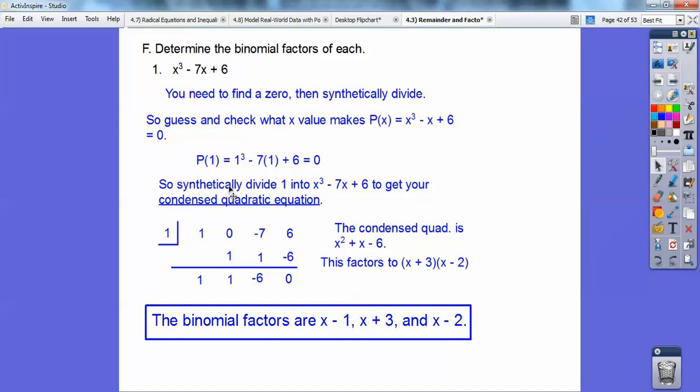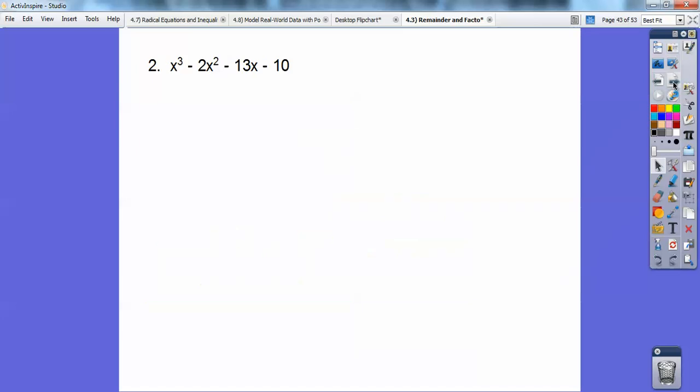And we got lucky because 1 gave me 0. If 1 didn't give me 0, I would try negative 1. If that didn't give me 0, I would try 2. Then I'd try negative 2 and just keep going and going until we get to, I'll show you the rational roots theorem in the next lesson. Okay, so let's do this one.